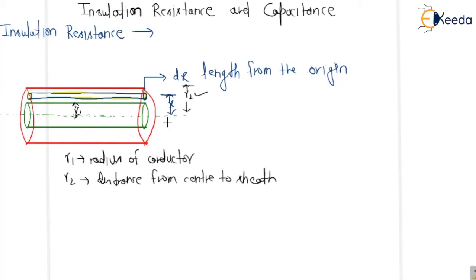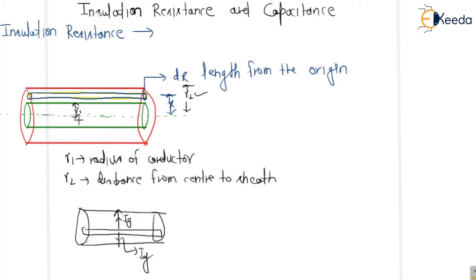When we find the value of insulation resistance, we must see that this is the cable, this is the conductor, and this is the insulation. In what direction will the current flow? Radially outward, which means this leakage current Ig is radially outward, flowing like this, like this, like this. So the current is flowing radially.